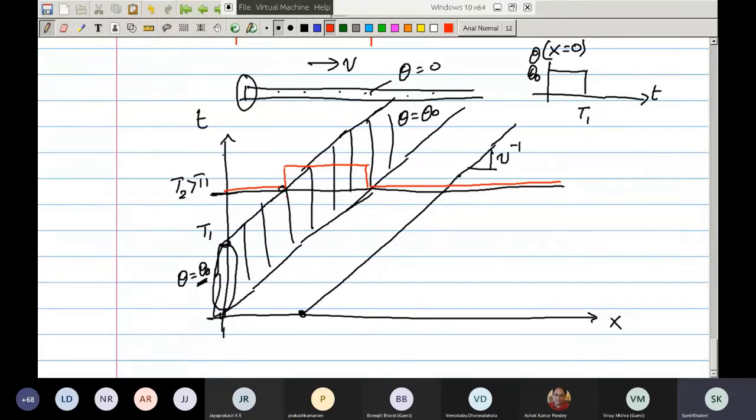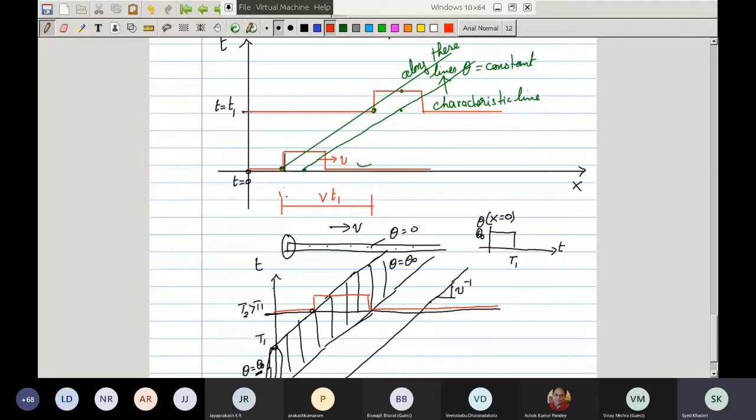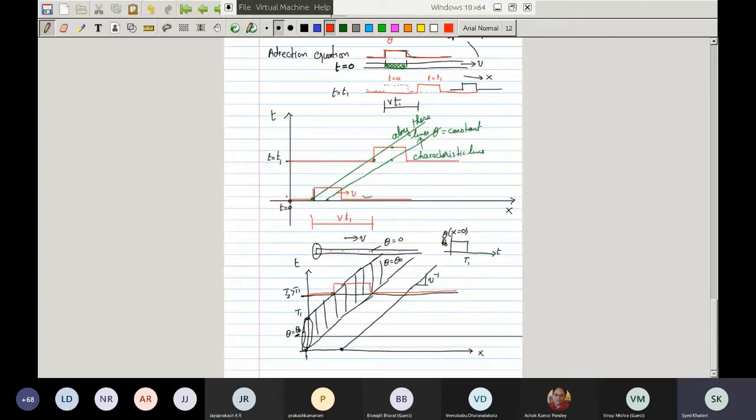This is about how to solve the advection equation using this graphical approach. I can take some questions if there are any, and then we will move to the wave equation. I will give about 30 seconds. Okay, fine. So let's move forward.